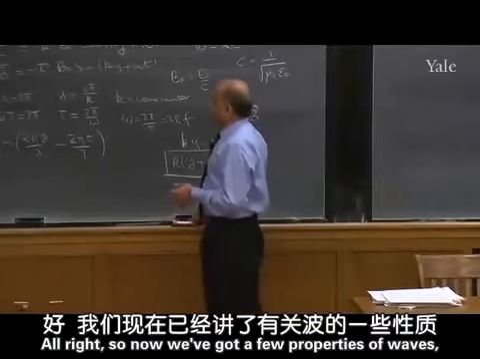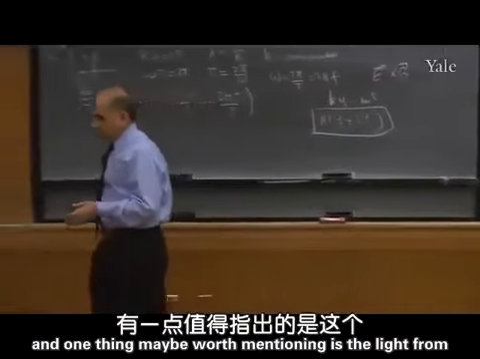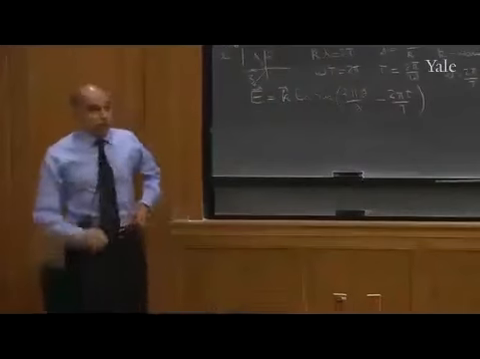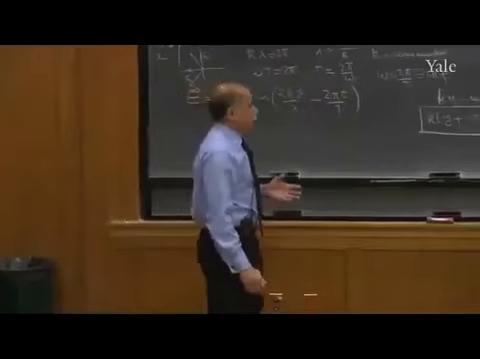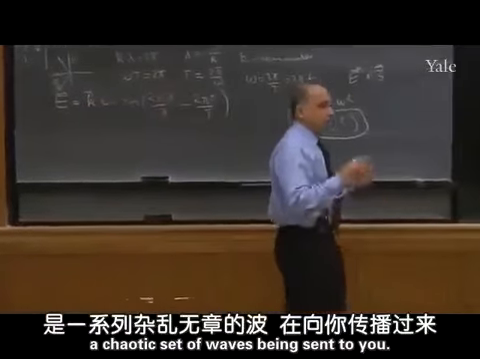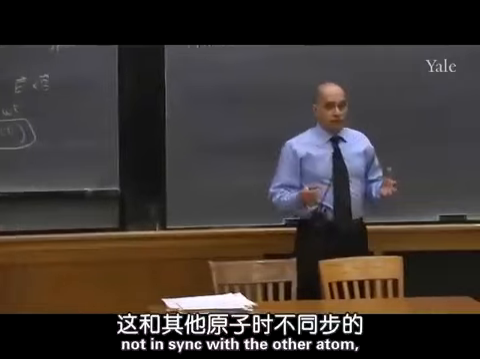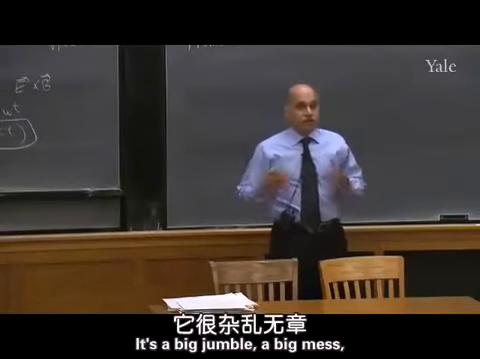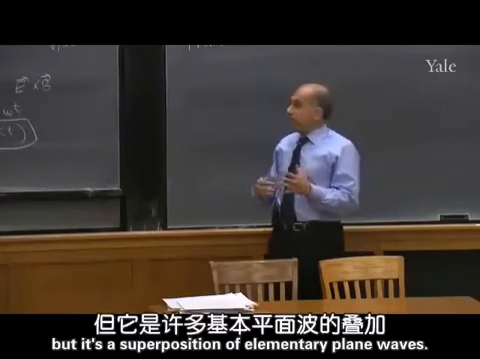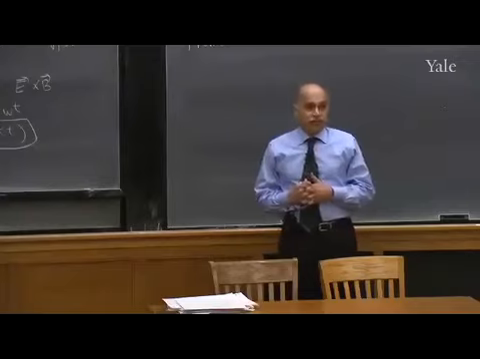All right, so now we got a few properties of waves, and one thing maybe worth mentioning is the light from the light bulbs in this room is a chaotic set of waves being sent to you. Each atom emits light with a different polarization, not in sync with the other atom, so it doesn't have a definite frequency. It's a big jumble, big mess, but it's a superposition of elementary plane waves.